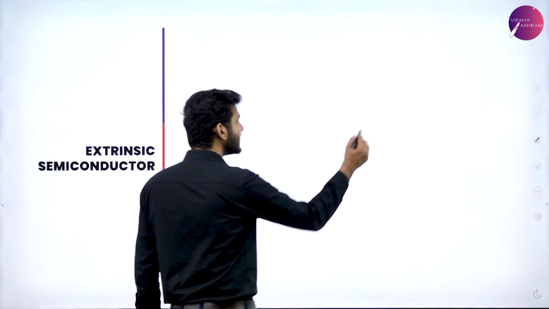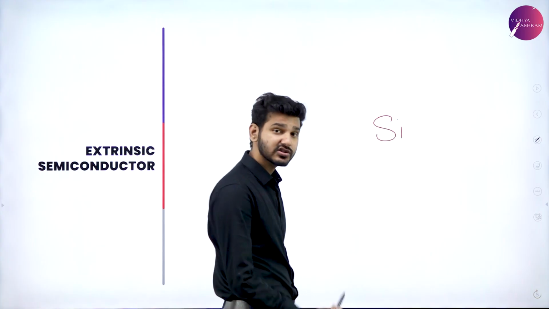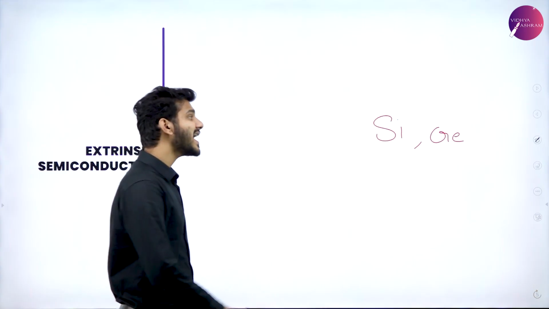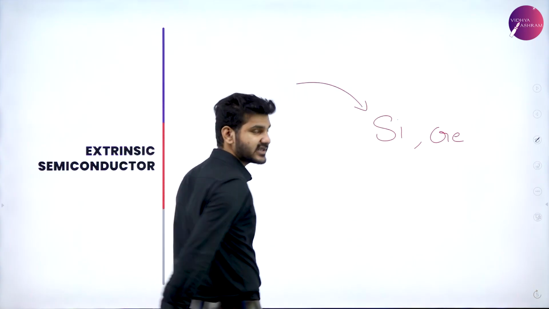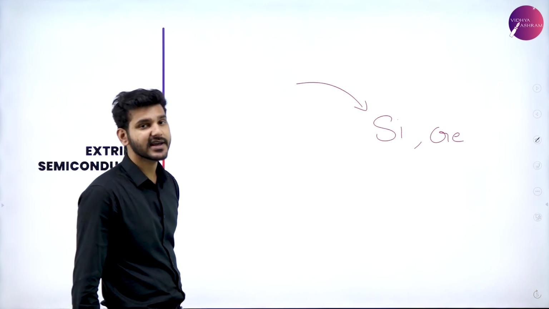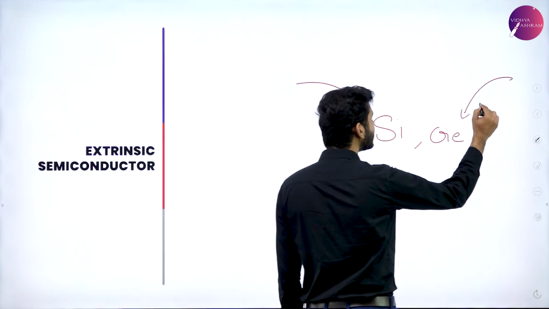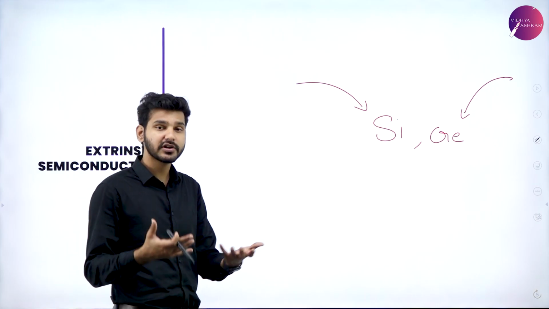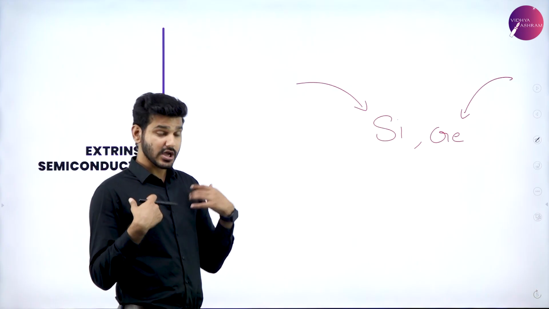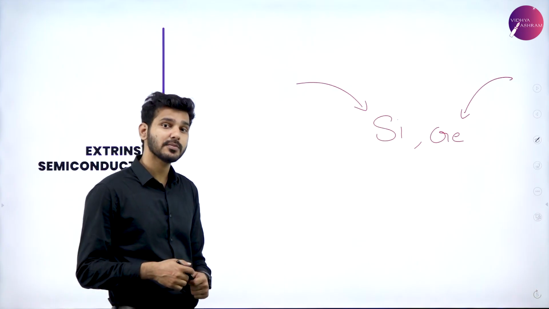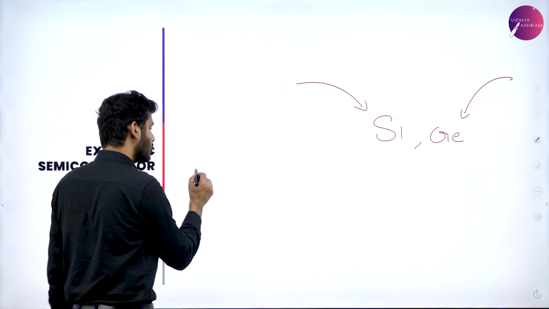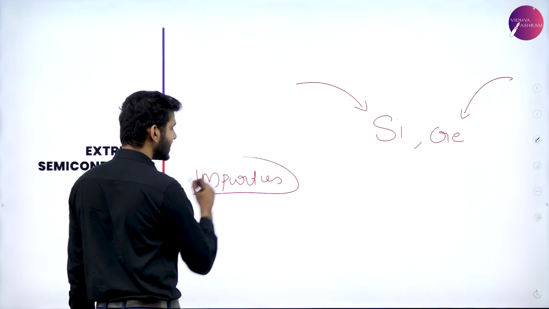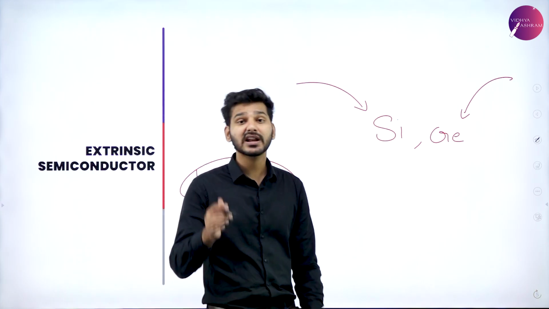It means that instead of just having silicon or germanium, we add impurities to that. Instead of having just one type of atom, we add impurities to that particular atom, so its levels are enhanced or modified to fit our own needs. So this particular modification can be done by adding impurities. So what are these impurities? Impurities meaning other elements, other atoms.